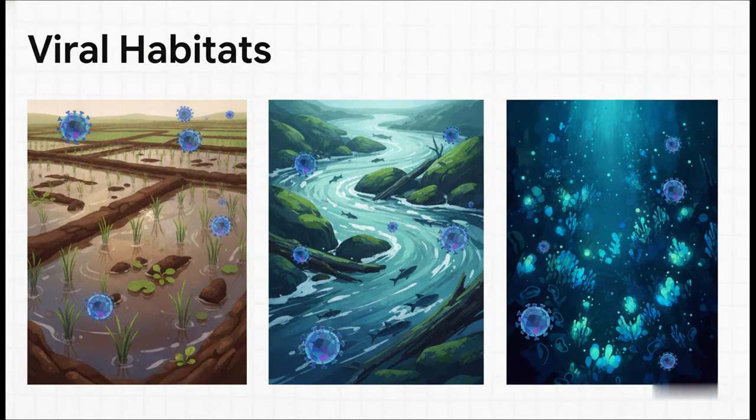And consider the sheer scale of their habitat. These unseen ecosystem players are literally everywhere. We're talking paddy soils and intermittent wetlands, global river ecosystems, and deep ocean marine plankton blooms. Across all three of these entirely distinct environments, moving from terrestrial mud right down to the deep blue sea, viruses are the universal drivers of biogeochemical cycling.